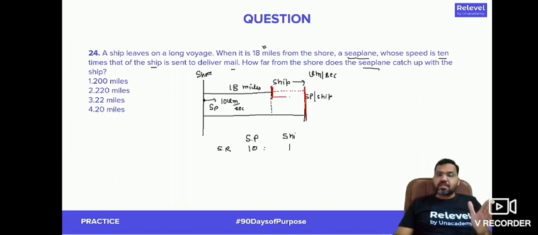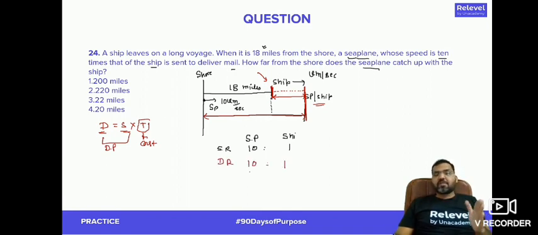So this is the distance traveled by the ship in this duration, and this is the distance traveled by the seaplane to catch up with the ship. Now, at this point, seaplane and ship are at the same point. The time of traveling after 18 mile for ship and seaplane is the same. So guys, if I say that time is constant, can I say distance and speed ratio would be same? Right? They are directly proportional to each other. The speed ratio is 10 ratio 1. Can I say distance ratio will also be 10 ratio 1? That means by the time seaplane covers a distance of 10, ship will cover a distance of 1.